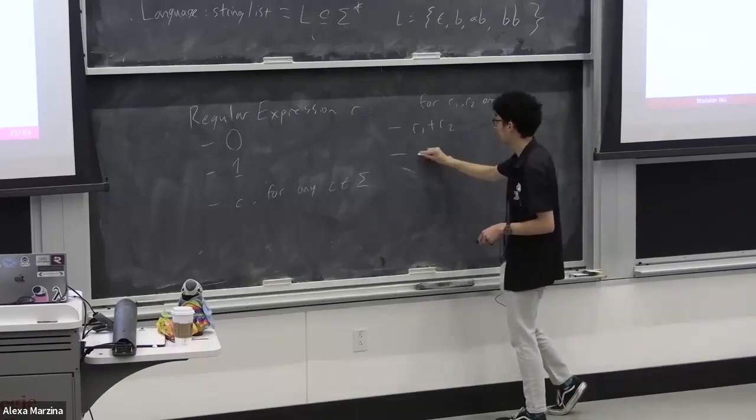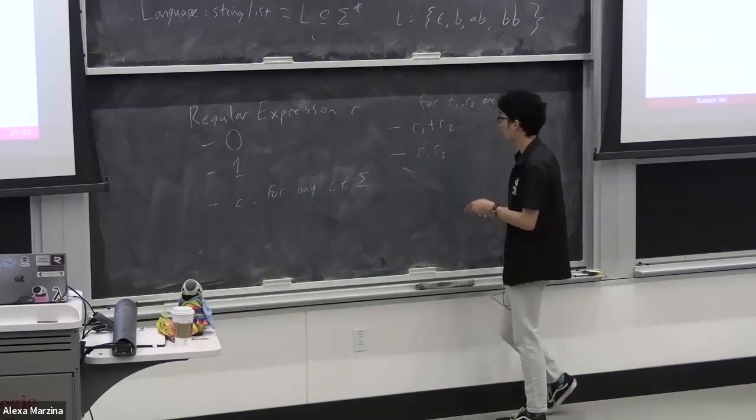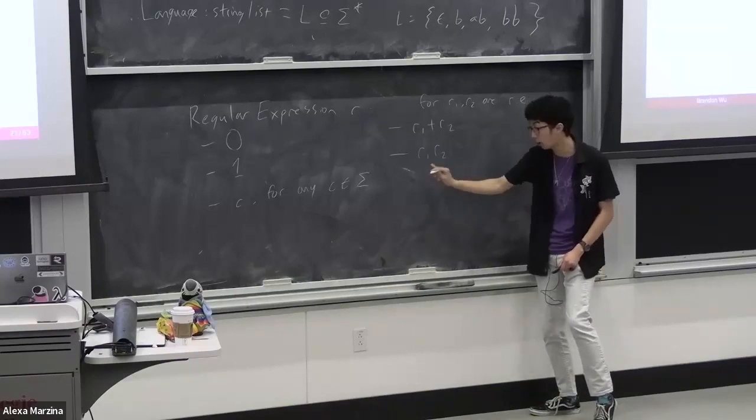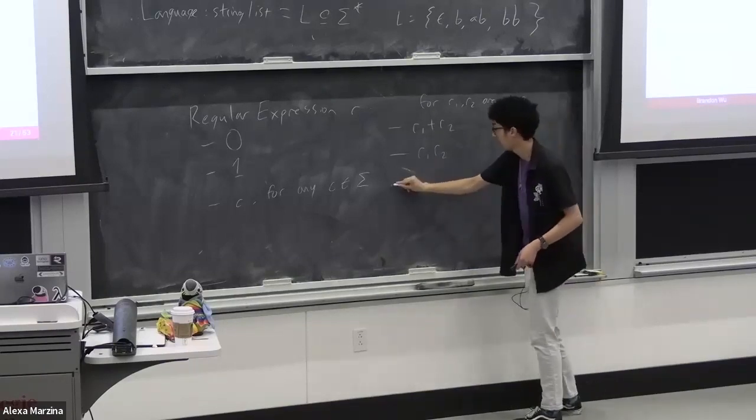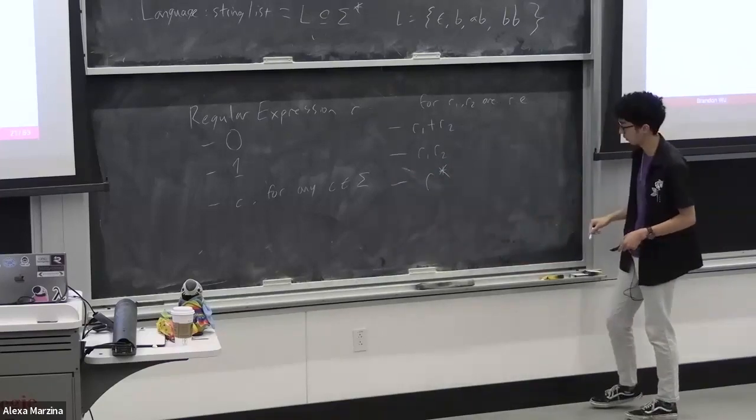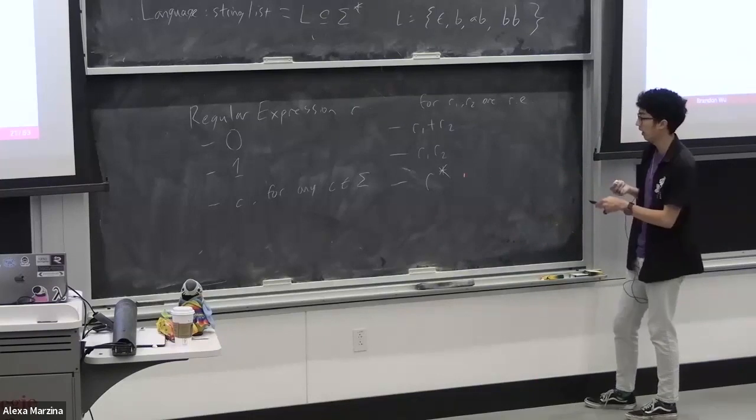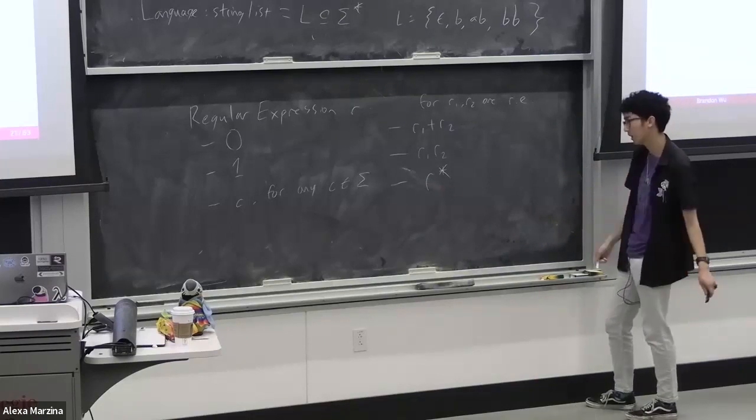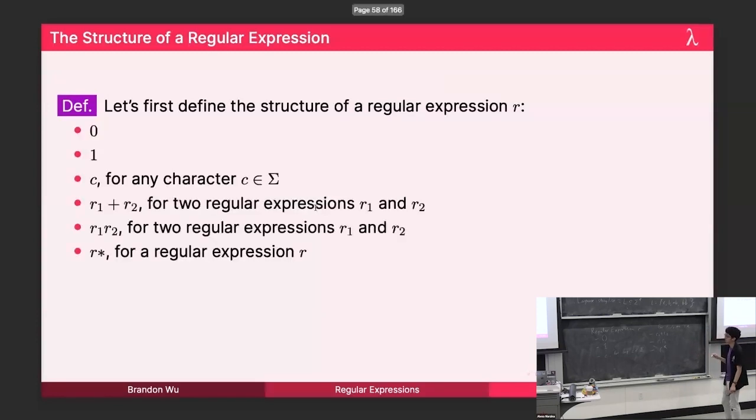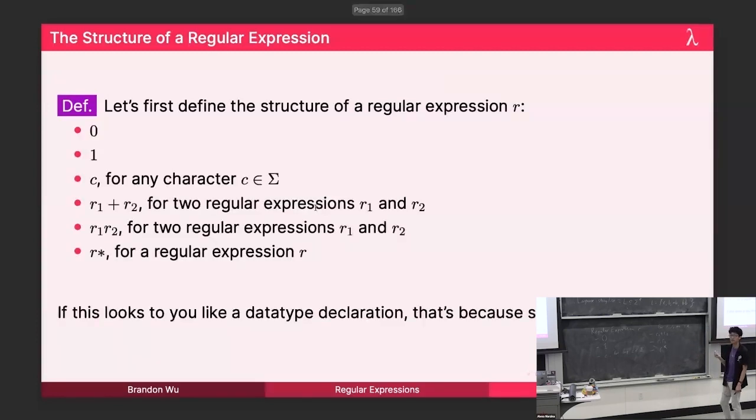Okay? R1 plus R2 is one. Then R1 R2, which is the concatenation, or rather the juxtaposition, of R1 and R2. We just put them next to each other. And finally, R star, which is called the Kleene closure, or the Kleene star, rather. The Kleene star of R. Okay? So we call it R star. And this is just the syntax of a regular expression. These are the 6 things that a regular expression can be. And note that it's recursive because a regular expression might be composed of other regular expressions.